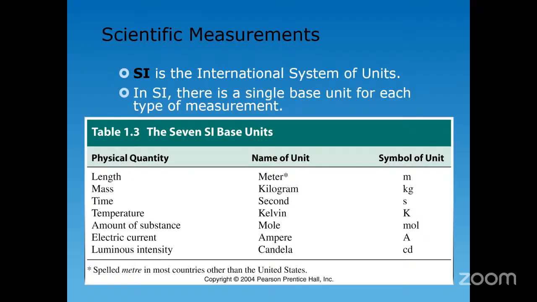So what you're looking at here are the 7 base SI units. SI stands for International System of Units, which is directly related to the metric system, right? So you have the unit of length being meter, according to the system. The unit of mass is kilograms. For time, it's seconds. For temperature, it's Kelvin. For the amount of substance, it's mole. And for the electric current, it's ampere. And luminous intensity, the unit would be candela, right?